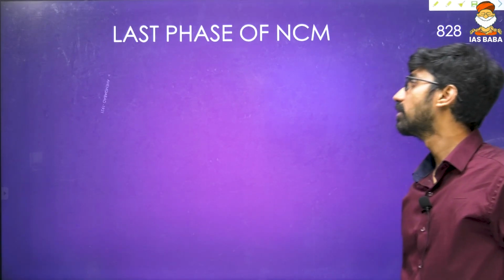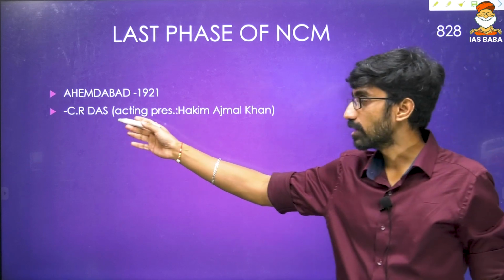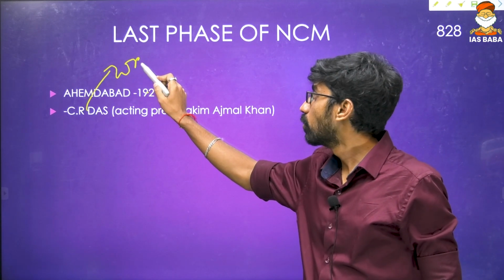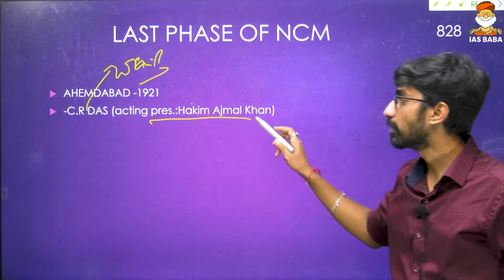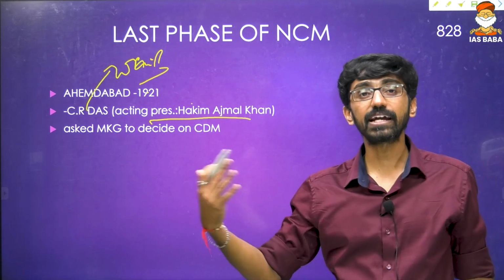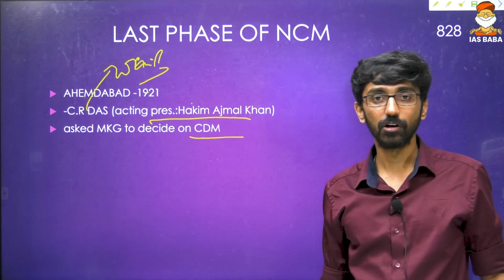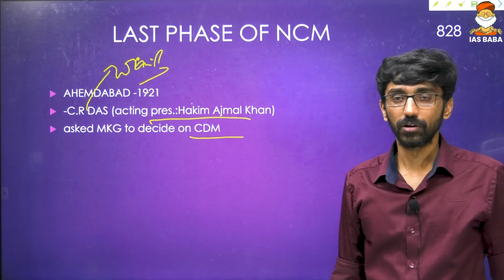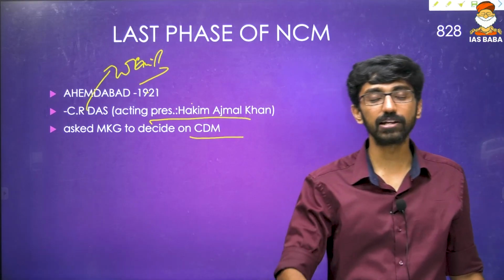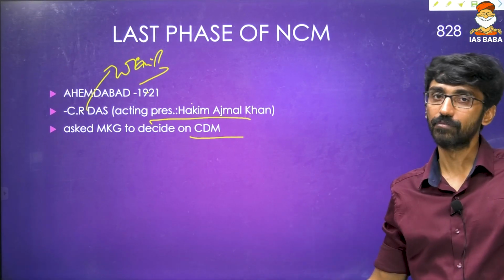And the last phase of NCM. Now, in the Ahmedabad 1921 Congress session, the president was Chittaranjan Das, but I told you all the leaders were arrested. Chittaranjan Das was also arrested, he was in jail. So the acting president was Hakim Ajmal Khan. Now they passed a resolution asking Mahatma Gandhiji to start the second phase of the non-cooperation movement, which used to be called the civil disobedience movement. Now willful violation of law should start. And that happened in which session? That is the Ahmedabad session of 1921. So Gandhiji was asked to launch the civil disobedience movement, which was supposed to happen in the second phase.